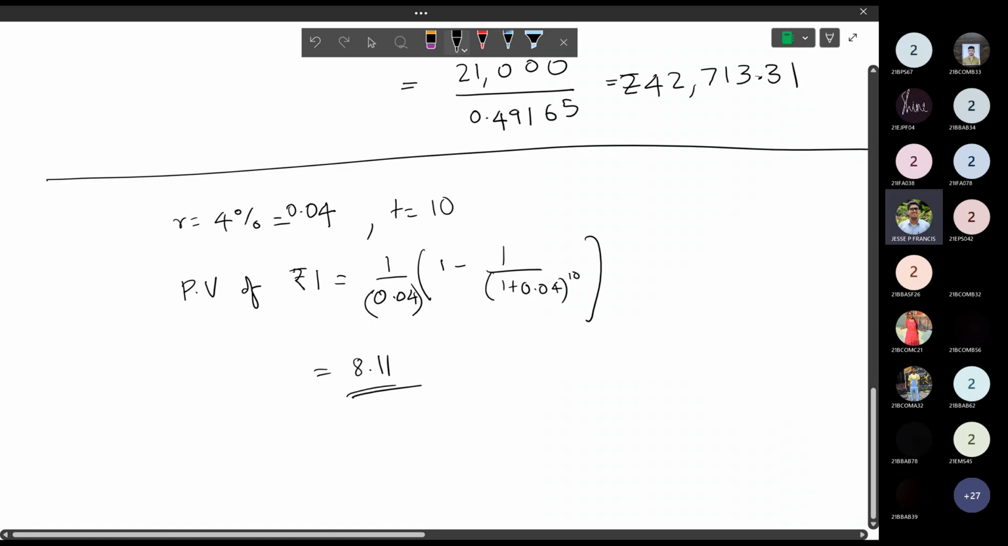All right, now annuity can also be calculated using a table. We'll look at that now.